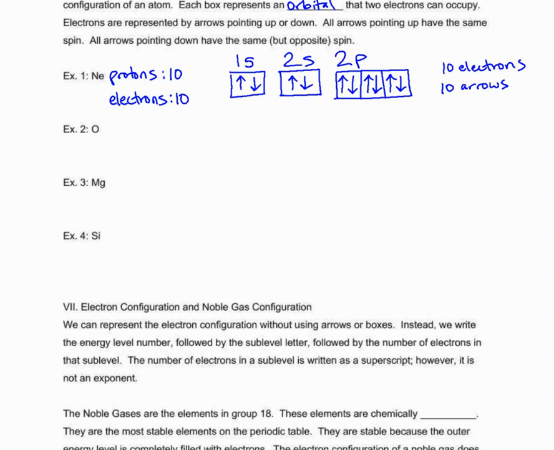Example 2 is going to be oxygen. So let's go to our periodic table. Let's figure out how many protons, how many electrons. On my periodic table, it is towards the top right. It's in group 16. The atomic number is 8, which means 8 protons. We're treating it as a neutral atom here, which means it has an equal number of electrons, which is 8. So we're going to have 8 arrows that we're going to fill into our system of boxes.